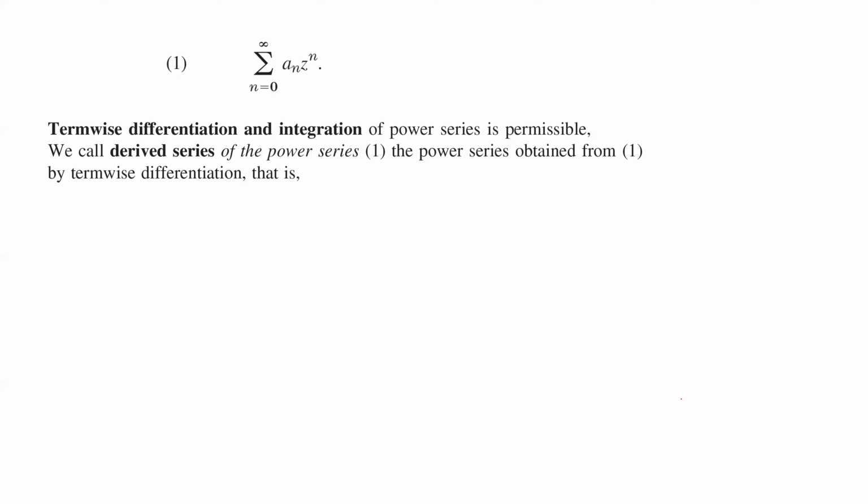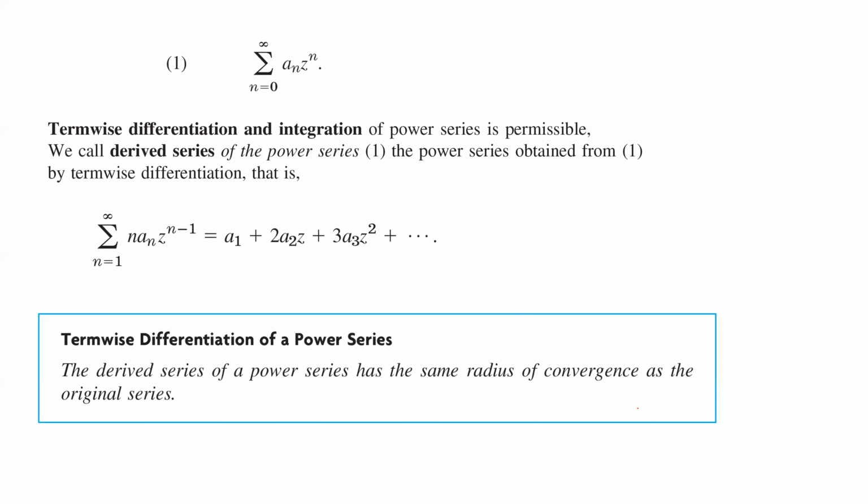So we call the derived series of the power series the one obtained from it by term-wise differentiation. That is this. See, if you do term-wise differentiation of this, each one of the z to the n becomes n times z to the n minus 1. So it becomes n a n z to the n minus 1, and n goes from 1 because the first one drops out, becomes 0. So you get a1 plus 2a2z plus 3a3z squared and so forth.